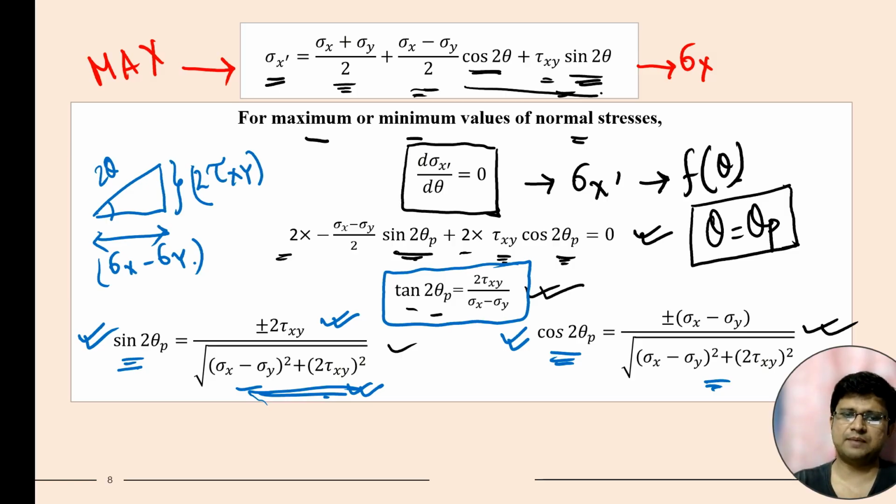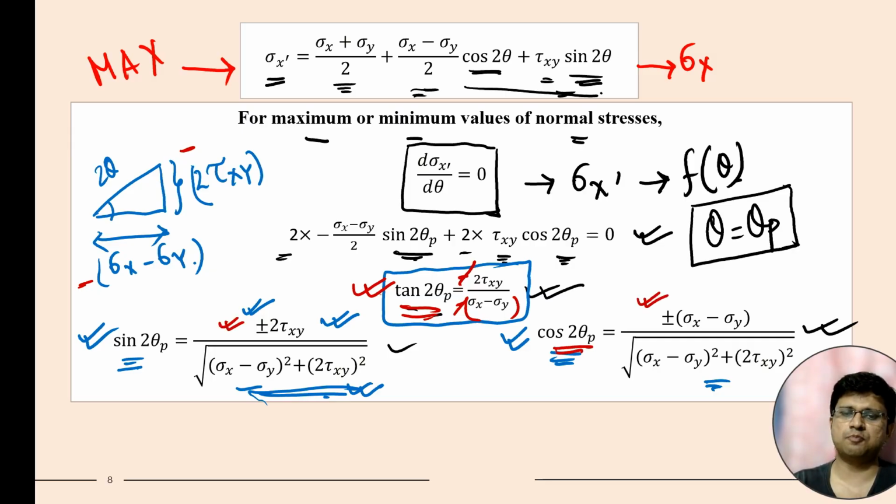Now you may ask why plus minus? Because both can be plus, and then this logic is valid. Tan 2 theta p equals 2 tau xy by sigma x minus sigma y is valid when both are positive. This is also valid when both are negative. If both these values are negative, the minus will cancel out and this equation will also be valid. So for plus this is valid, and for minus this is also valid. That's why this plus minus term is there.